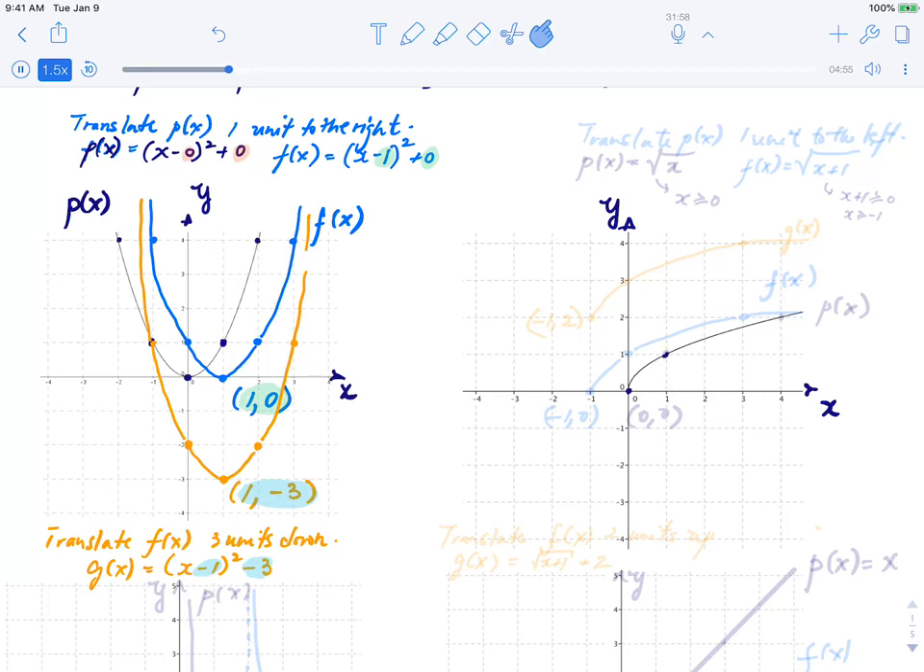So let's go with a radical: 0, 0, 1, 1, and 4, 2. And we'll have the same task. We'll move it, let's say, 1 to the right. Actually, let's go left this time. So translate p of x 1 unit to the left. So just graphically, I'm going to take all my points, p of x, and that was root x. I'm going to take all of them to the left, we said, so 0 to negative 1, 1 to 0, and the 4 to a 3. Okay? Yep, we switch direction. So this is, let's say, f of x.